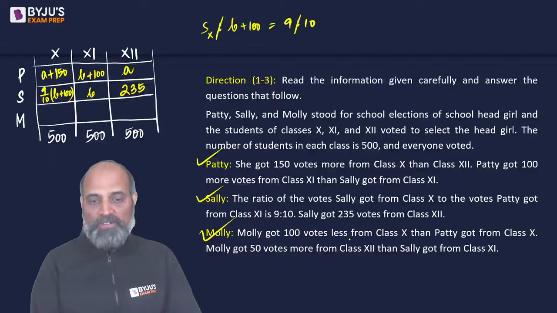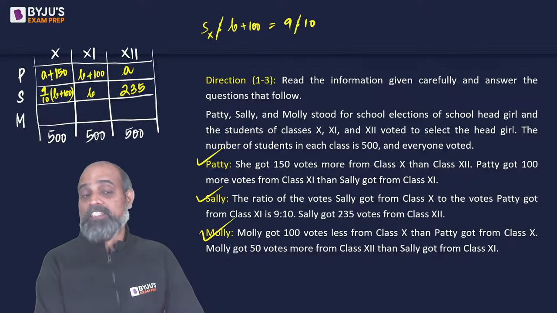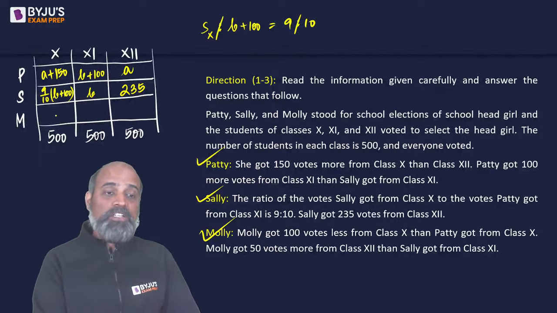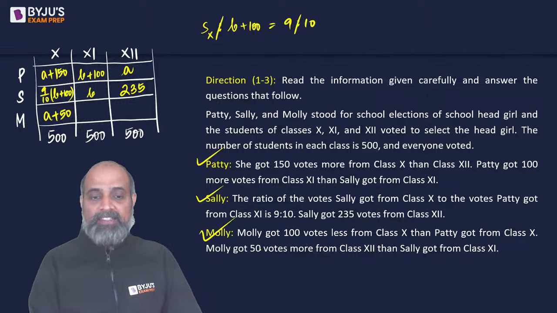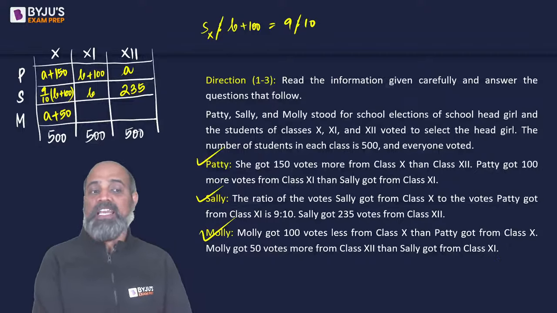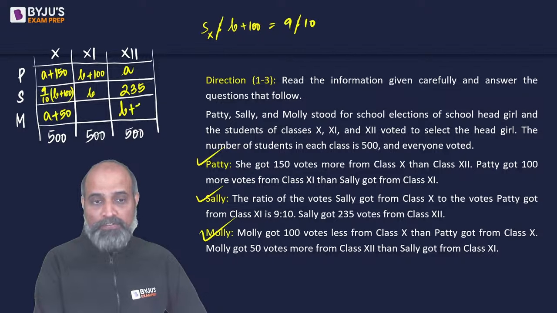Let's go to Molly now. Molly got 100 votes less from class 10th than Patty got from class 10th. So from class 10th, if Patty received A plus 150, Molly got 100 votes less, so that is going to be simply A plus 50. And then Molly got 50 votes more from class 12 than Sally got from class 11. So in class 11th, if Sally gets B, then Molly gets B plus 50.